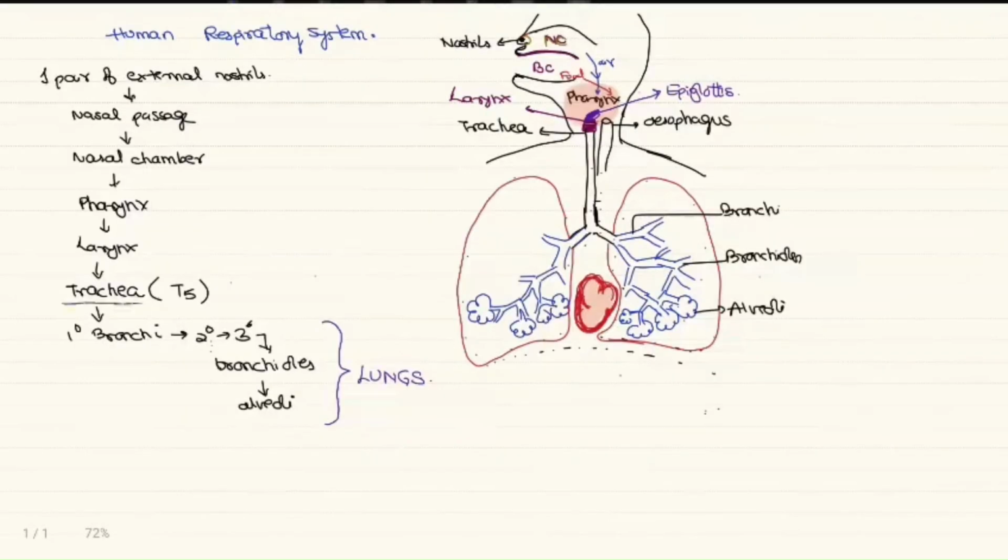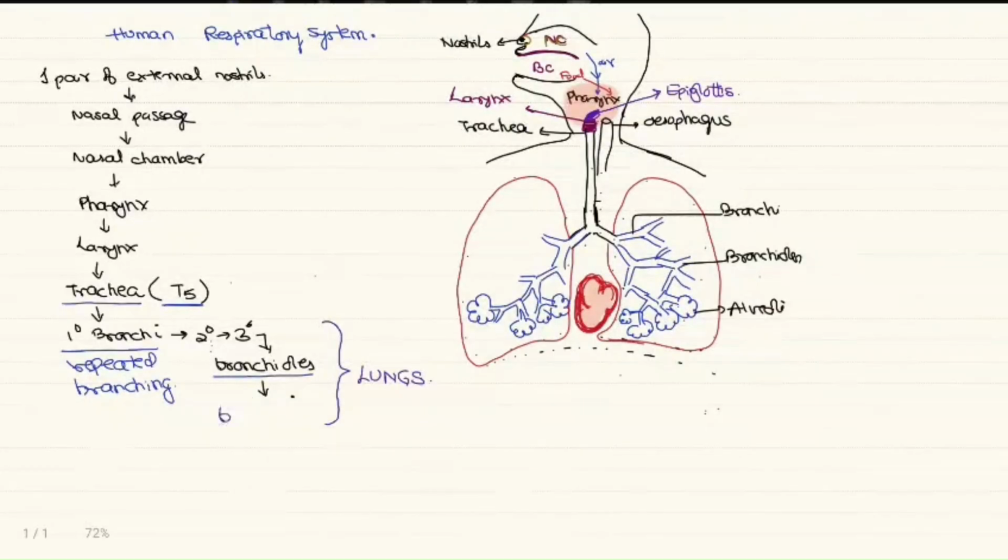So coming back to the trachea, as I told, at the fifth thoracic vertebrae, that is the T5, they divide into two branches called as the primary bronchi. These primary bronchi will go for repeated branching, and this repeated branching will form secondary bronchi, tertiary bronchi, and so on. From there, we get finer branches called as the bronchioles.